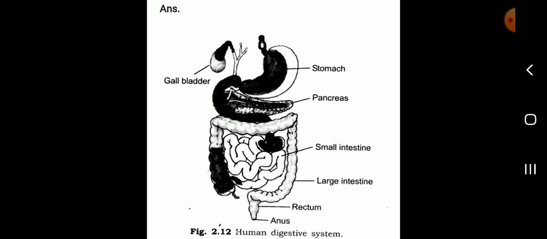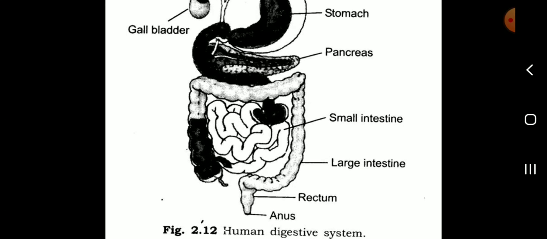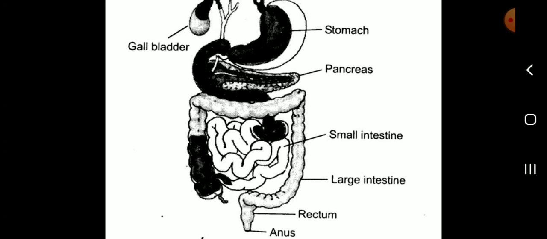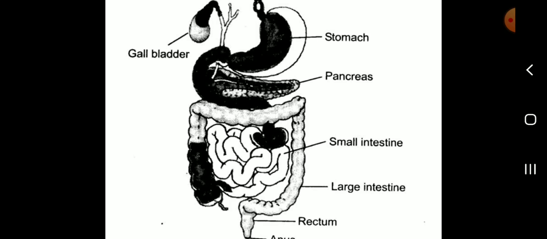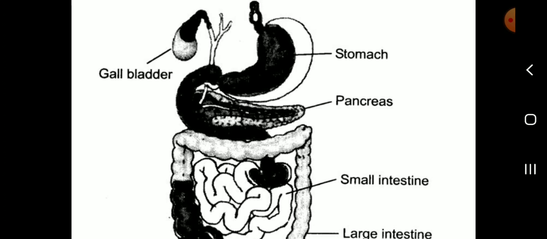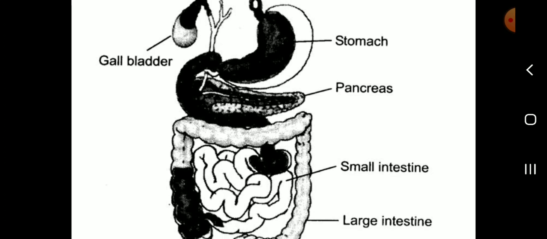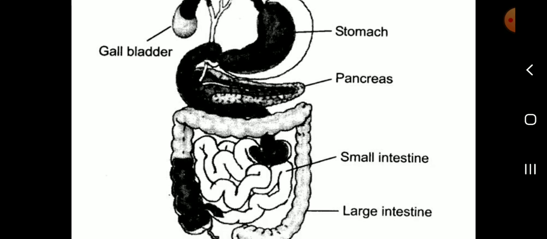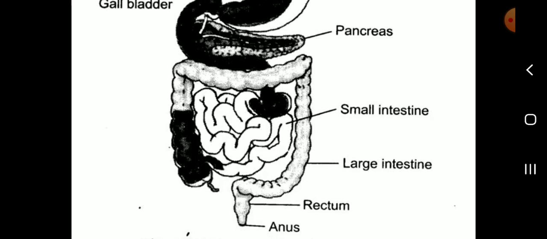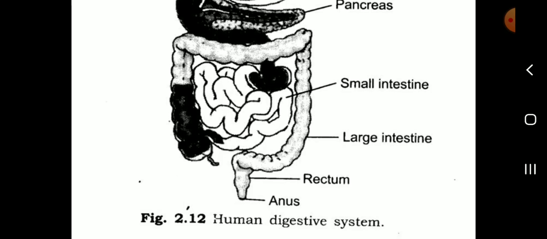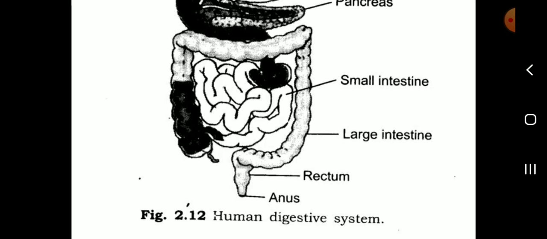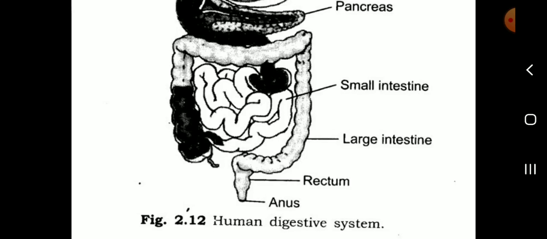Then, the human digestive system. Draw a human digestive system. Students, all of you submit it: draw the human digestive system and label the parts. I will give a photocopy. Label the stomach, pancreas, gallbladder, small intestine, large intestine, rectum, anus.